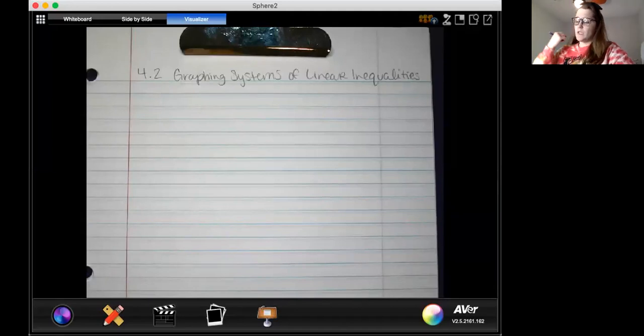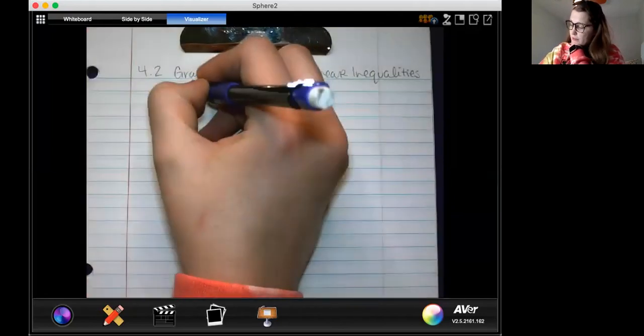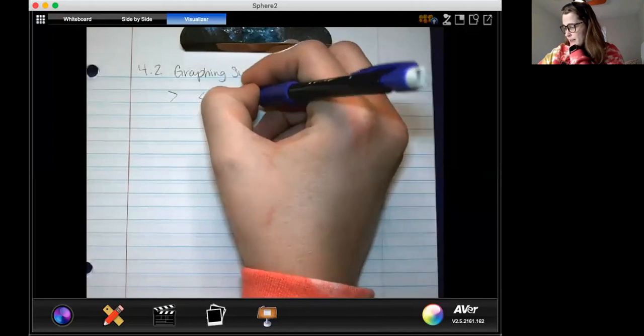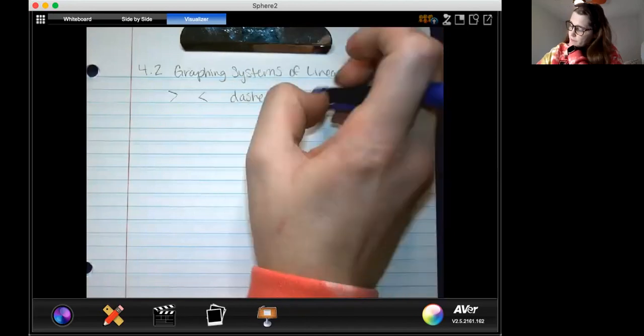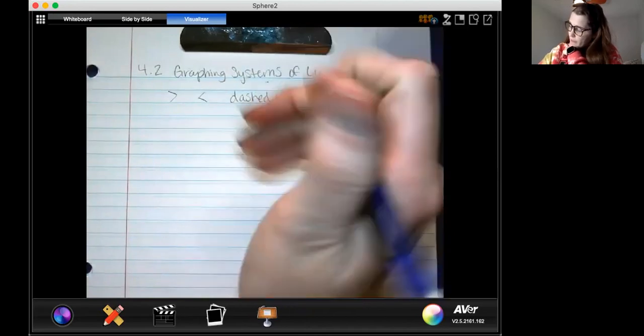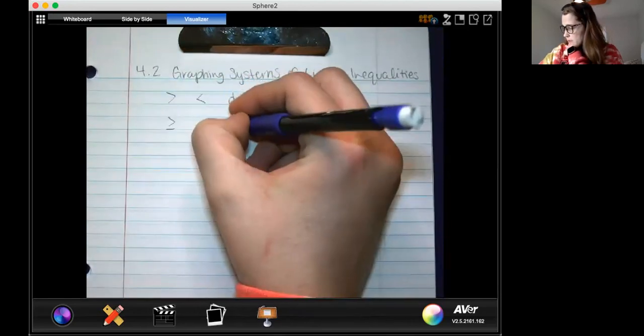So which inequality signs represent dashed lines versus which inequalities represent solid lines? Equal to is solid. Okay, so greater than and less than are our dashed lines, or dotted, however you want to refer to it. And our greater than or equal to and less than or equal to are our solid lines.